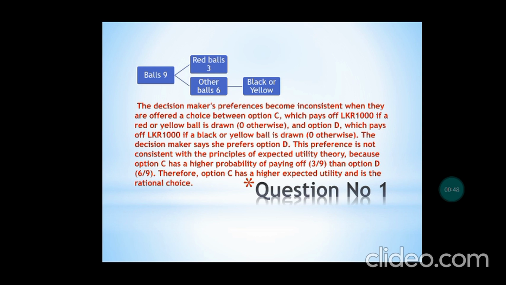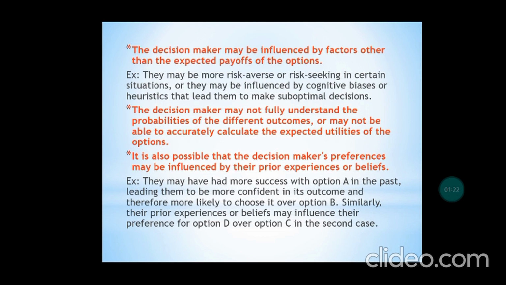According to the principle of expected utility theory, these preferences are not consistent with that, because option C has a higher probability of paying off than option D. Here you can clearly see what C's probability is and what D's probability is. Therefore, option C has a higher expected probability and is the rational choice. And also here I am going to present a possible explanation for that.